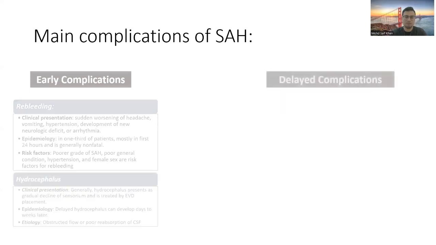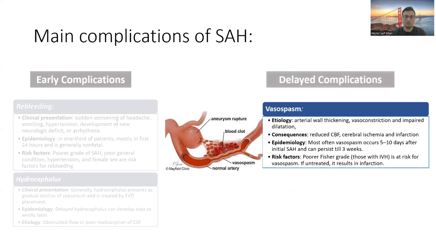Vasospasm is the most common delayed complication and also the most feared complication. Usually it is caused by arterial wall thickening, vasoconstriction, and impaired dilatation. All these can reduce the cerebral blood flow.